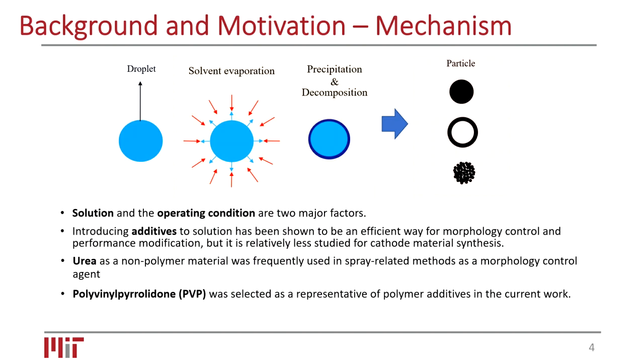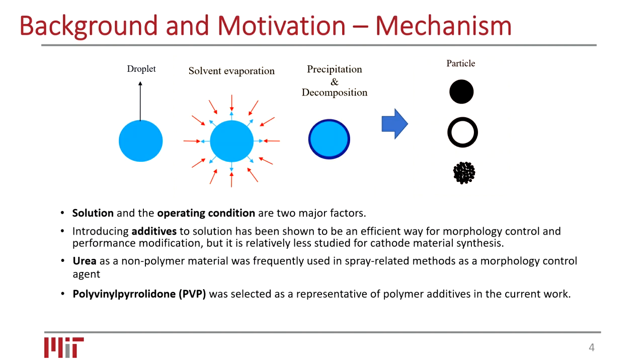In our current work, we focus on the solution first. The parameters such as the types of solvent and solute and the concentration have been studied a lot before, and we want to explore new parameters that can affect the final product. We found that introducing additives has also been an efficient way to change the morphology and the performance of the material, but it has been relatively less studied for cathode material production.